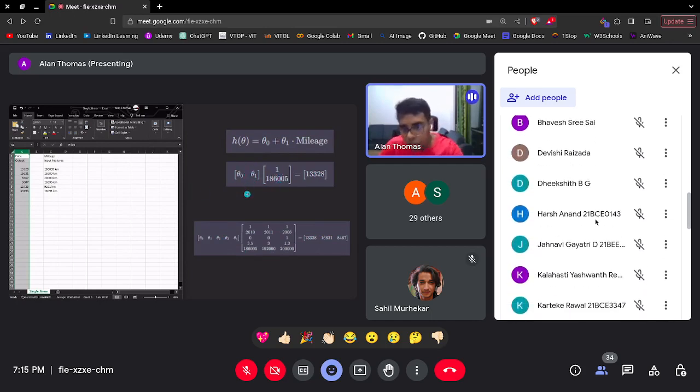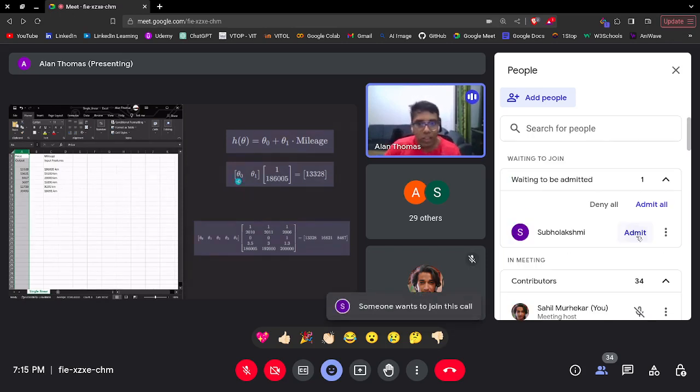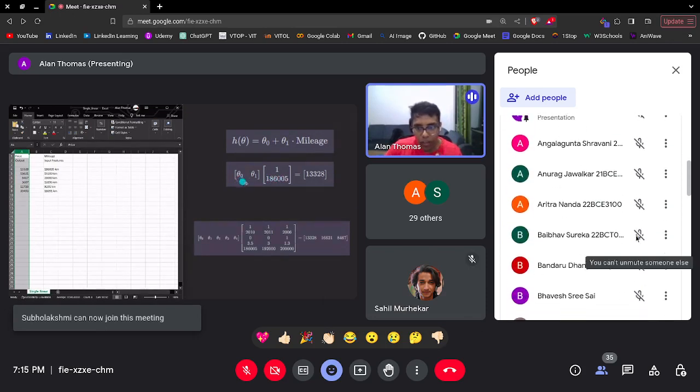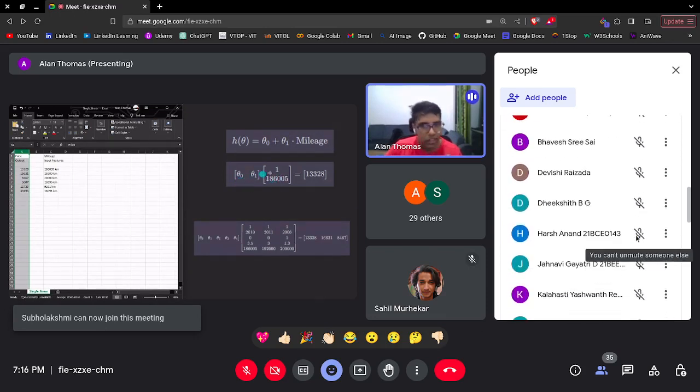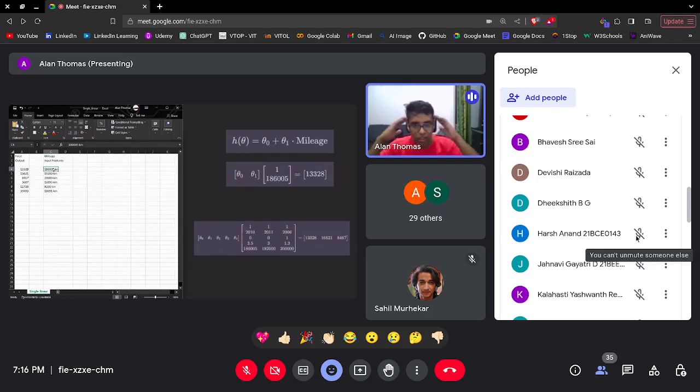So how this works is, you would know basic matrix multiplication, I'm assuming. If you were to multiply these two matrices, you would get theta 0 into 1 plus theta 1 into 186005. I took these values from this so that you can relate and actually see what I'm talking about. It will calculate theta 0 into 1 plus theta 1 into 186005. It will get some value, and that is your predicted value.